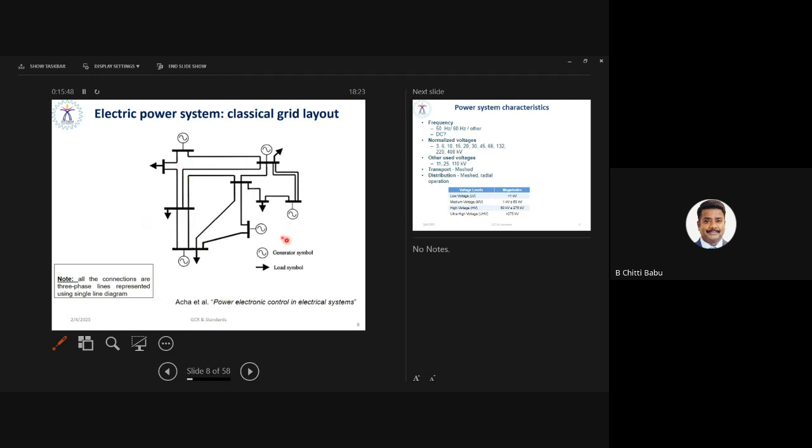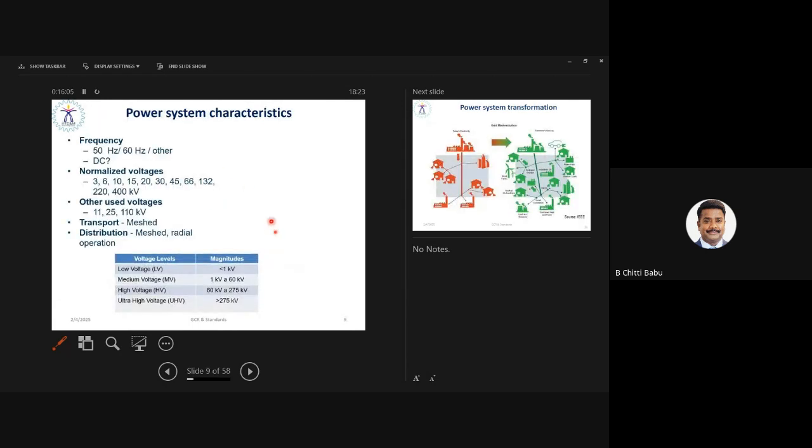Right, and this is the classical grid layout, with different power plants interconnected through the grid and having different bus mechanisms. Here the arrows indicate the load, and the generators are well interconnected. This is the interconnected power system, with different characteristics in terms of frequency and voltage level. Of course, the frequency may be 50 hertz or 60 hertz. In India and the European countries we follow a 50 hertz 3-phase AC system, whereas in the US and Canada they follow a 60 hertz AC system.